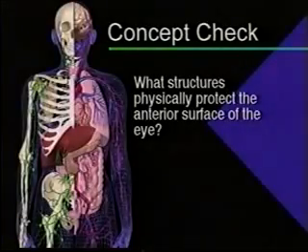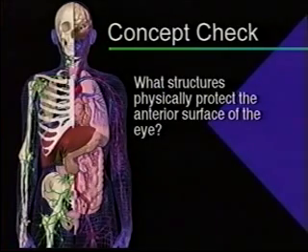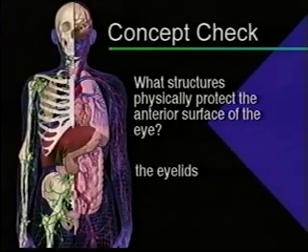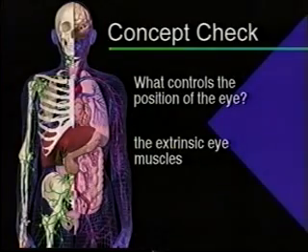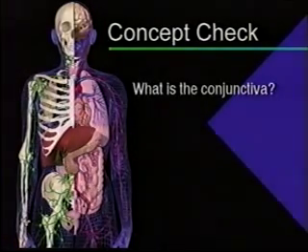Before we go on, let's take a moment for a concept check. What structures physically protect the anterior surface of the eye? What controls the position of the eye? What is the conjunctiva?